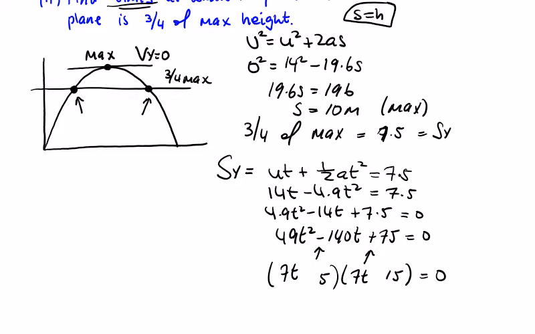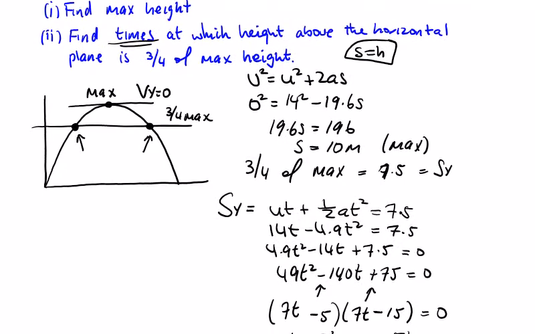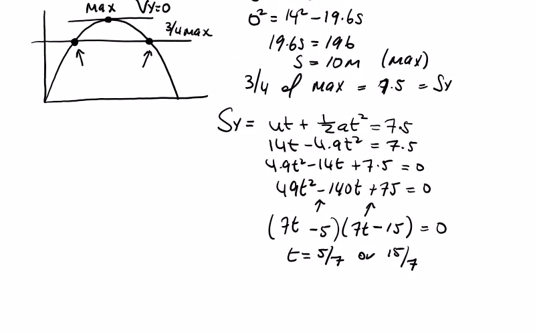This doesn't work. I can rub it out, but you just go on to the next line and try it again. So 7 15s is 105 and 5 7s is 35, so it does work. That is going to give me 140, 35 and 105. So t is equal to 5 over 7 or 15 over 7. And that's all we were asked for, the times. So that's the answer to question 7.